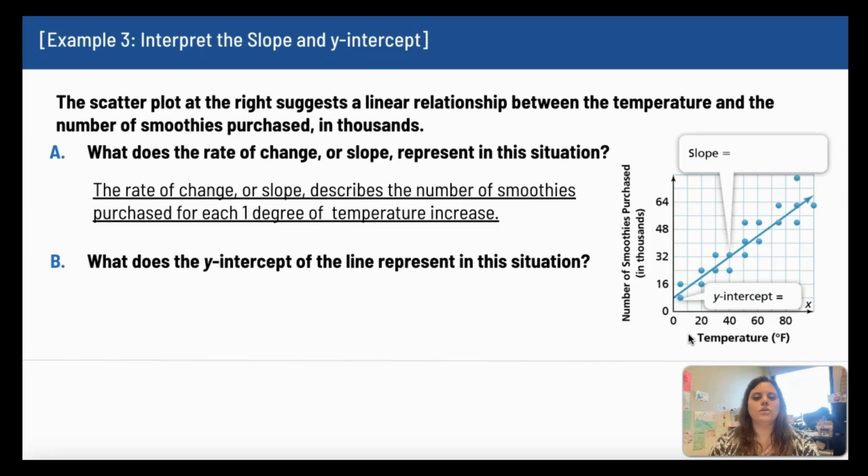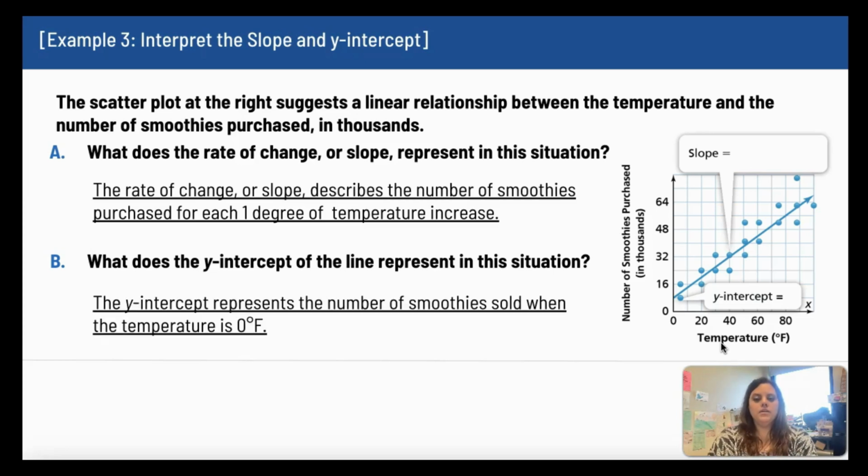Well, in this situation, the rate of change or slope is describing the number of smoothies purchased for each degree of temperature increase. Again, since our slope is how much we go up for each unit we go over. So each unit is the temperature. So it's how many more smoothies are purchased with a 1 degree increase in temperature. The y-intercept happens at a temperature of 0 degrees. This represents the number of smoothies that are being sold if the temperature is 0 degrees. So people are still buying smoothies even when it's cold.